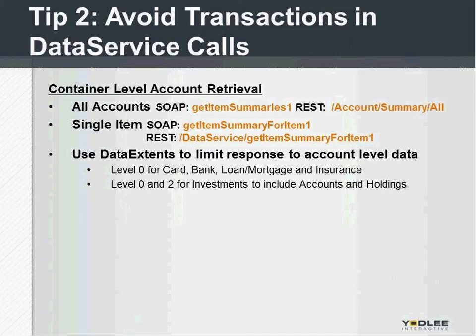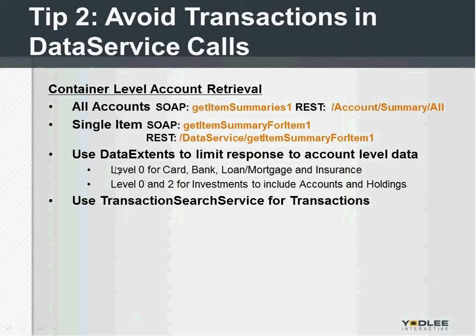Now, our best practice is pretty simple. Use the item summary calls or the data service calls to only return the account level information, and to utilize the transaction search service for transactions. So that's a pretty simple concept. What we recommend is to use DataExtents. For bank, card, mortgage, loan, and insurance, use DataExtent level 0 only, and that will just return you the account level information, which is what most people are interested in, and it'll do it very fast. And then for investments, use level 0 and level 2 to return only the accounts and holding level information. So those are the best practices.